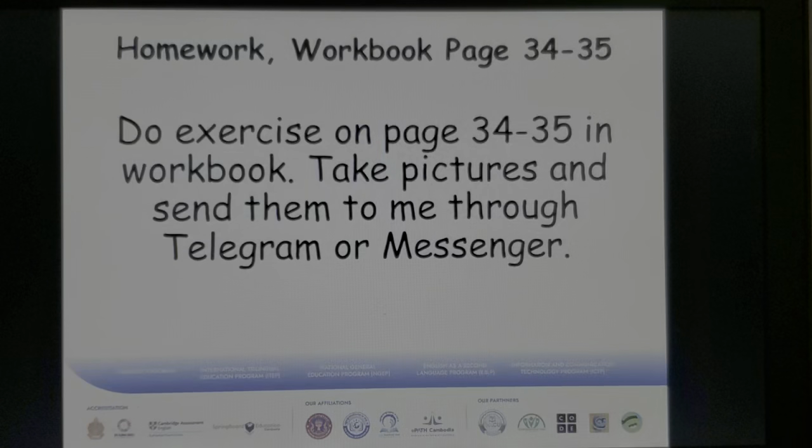For the grammar book that you study with Mr. Peter, because most of you, I can say all of you, haven't bought it yet, that's why I take pictures and send them to the group. Yes, you can write back to me on a piece of paper, but for the workbook, you don't need to. You just complete the answers in the workbook and send them back to me. Thank you.